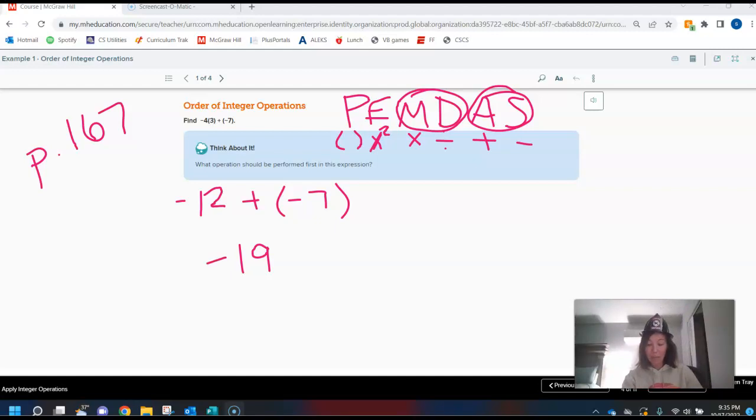So now take a second and pause the video, and you guys try the check problem on the middle of page 167. Negative 5 times negative 12 plus negative 15.